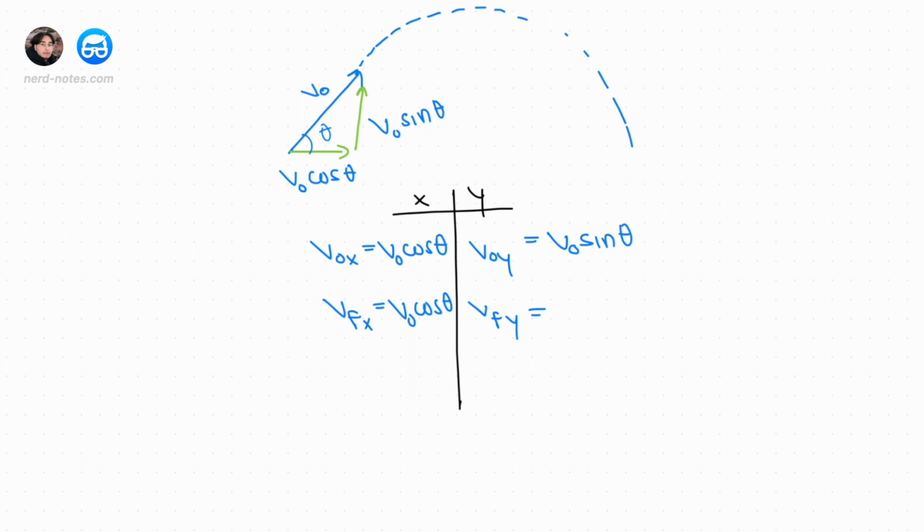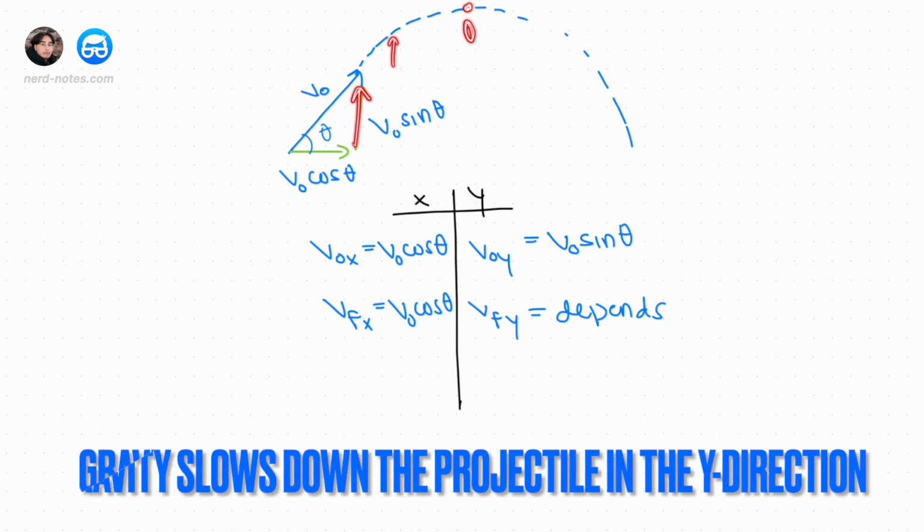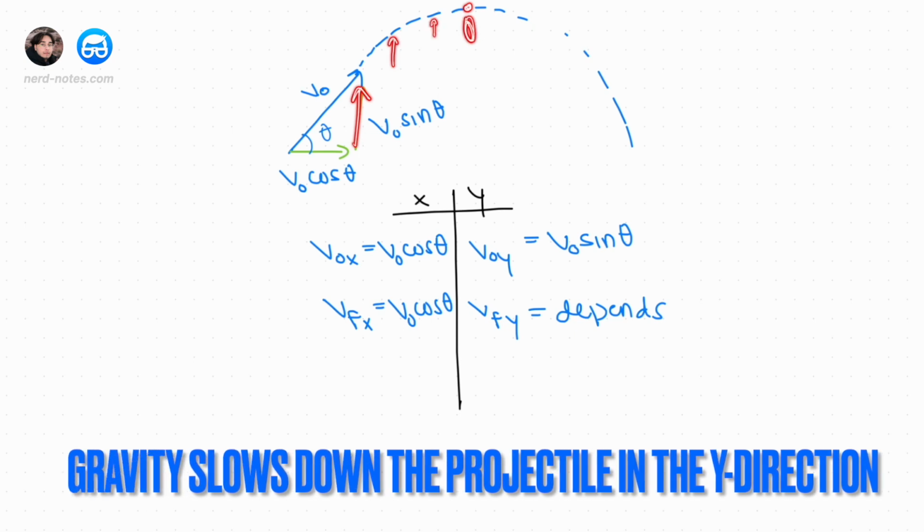And as for v final in the y direction, this one just depends on where exactly you are looking at the arc. If you're looking maybe down here, then this velocity in the y direction is going to be the same as the initial velocity in the y direction, right? It's going to come back down to the same exact speed, just in the opposite direction. However, if you're looking right here, it might be different. If you're looking at the very top, it's going to be 0, right? Because gravity will slowly slow it down to 0 in the y direction, just to be clear about that.